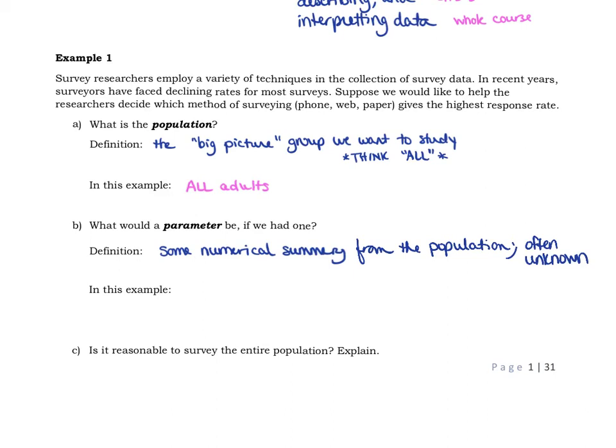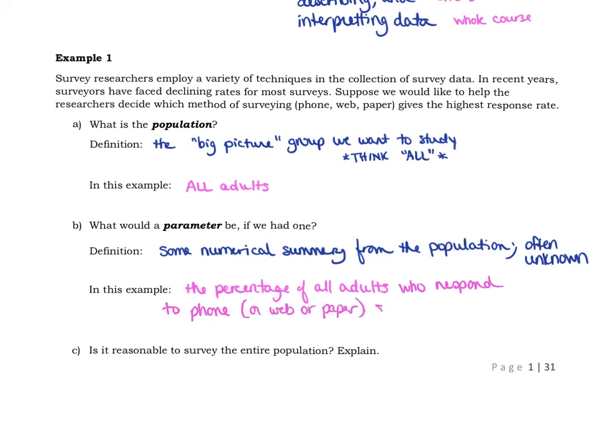In this particular example, there are lots of different parameters that could come up, but if we're trying to find out which method of surveying is better, one possibility could be the percentage of all adults who respond to, and then pick one of the methods, phone or web or paper, surveys. Remember, parameters apply to the population.